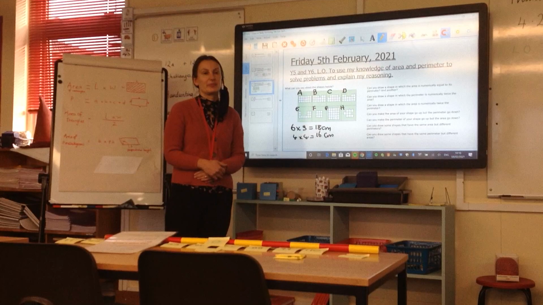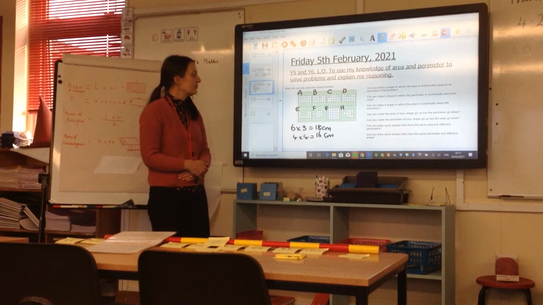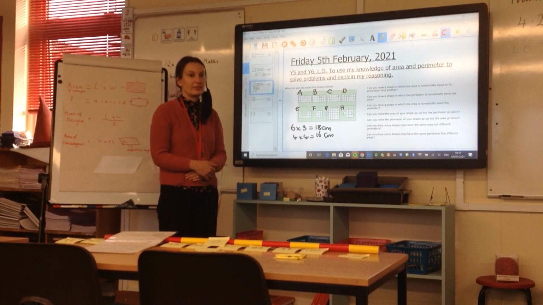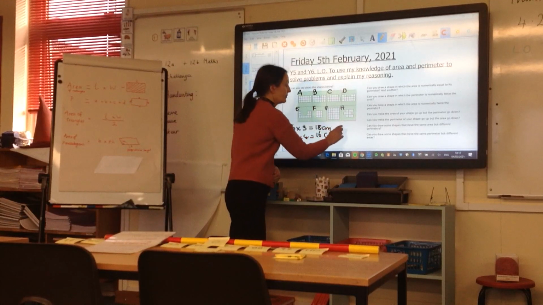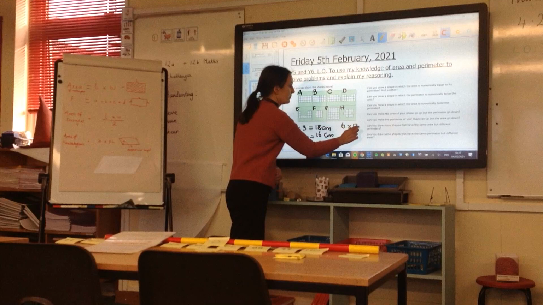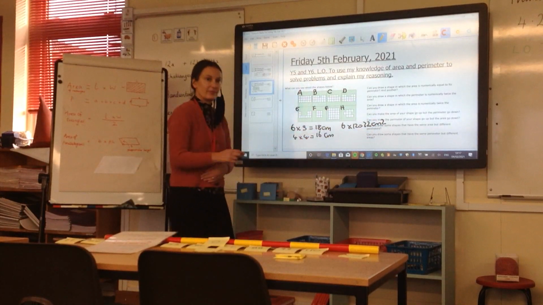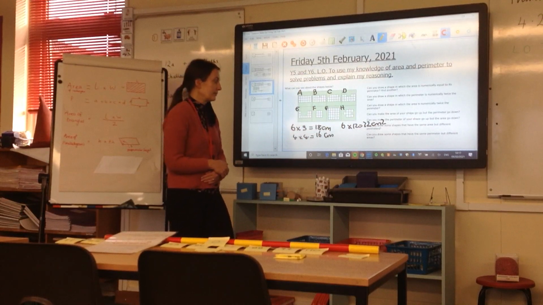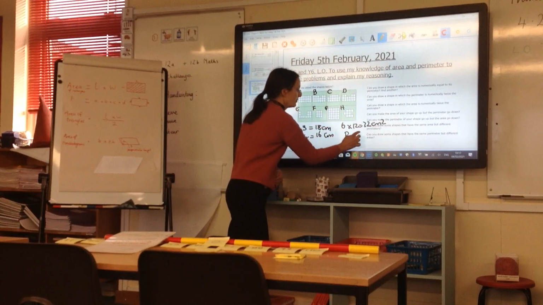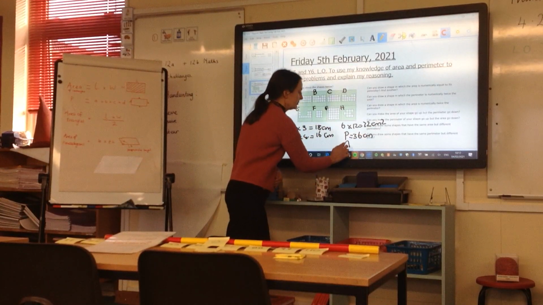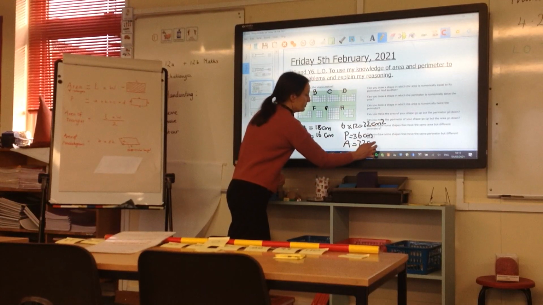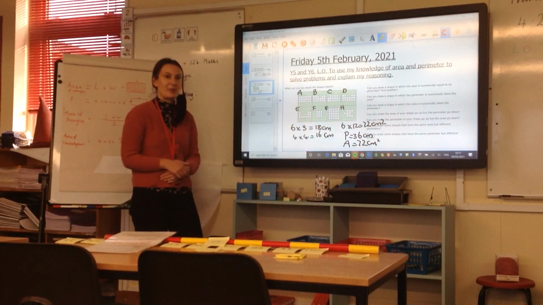Yeah? And then I did B, so they said try and find a perimeter, well, double your perimeter to equal the area. I found 6 by 12, which equals 72 centimetres squared. And then the perimeter was 36 centimetres. And the area was 72 centimetres squared. Okay, so definitely there then, that will be double.